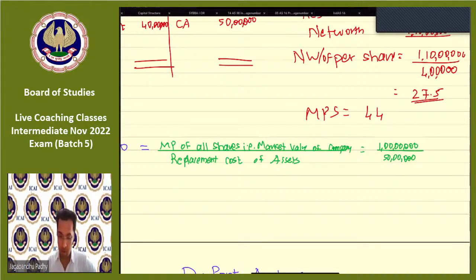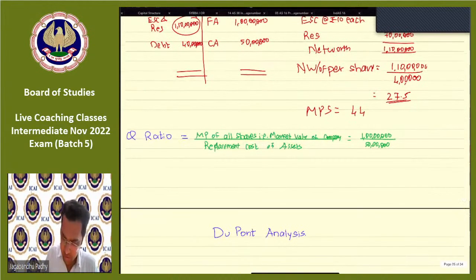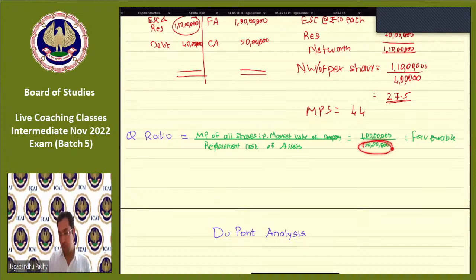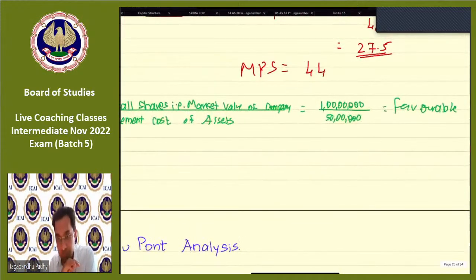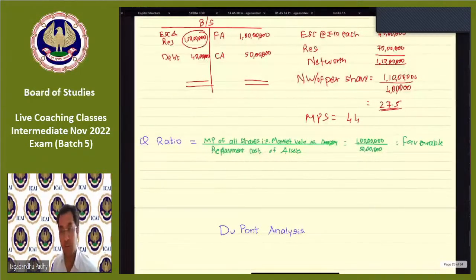Is it favorable or unfavorable? Of course, it is a favorable situation. This is definitely favorable. And just to give you an idea, instead of 50 lakh being the company's replacement cost, the market is assigning 1 crore as the value. This means people are ready to pay 50 lakh more for the company because of its goodwill, because of its potential to earn future returns. People are ready to pay more for this company. Therefore, this Q ratio is again a measure of investors' confidence.